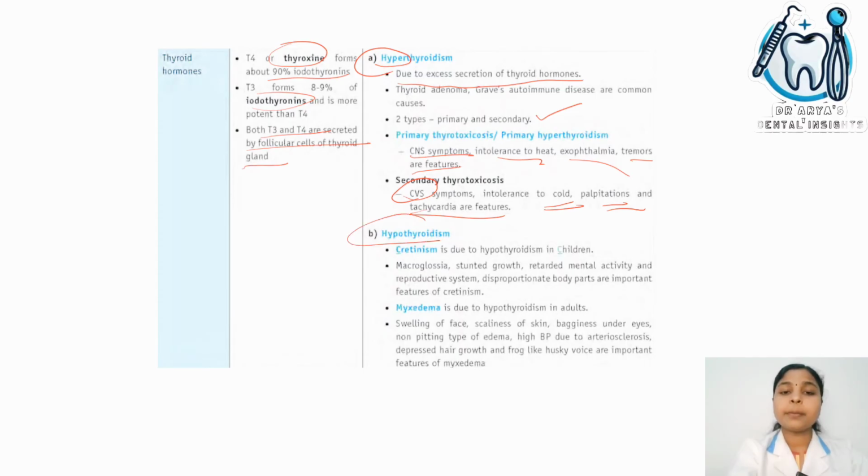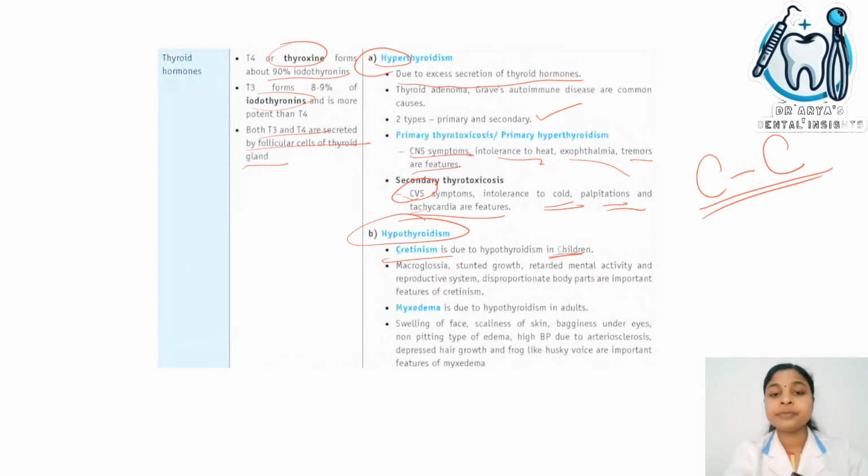Then coming to hypothyroidism, cretinism is due to hypothyroidism in children. So this is one mnemonic. Macroglossia, stunted growth, retarded mental activity and reproductive system, and disproportionate body parts are important features of cretinism. And myxedema is due to hypothyroidism in adults. So cretinism in children and myxedema in adults.